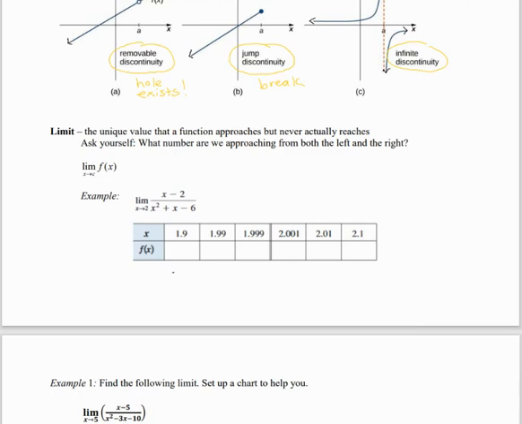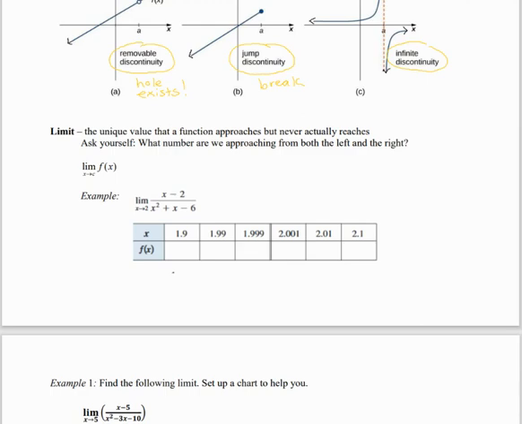So this first example we have here is we're given an equation. Okay, it's a fraction here. And we want to know what the limit is as I approach 2. So you can do this in a couple of ways. If you have a graphing calculator, a table is fantastic. If you don't have a graphing calculator, that's okay. We can make our own table.